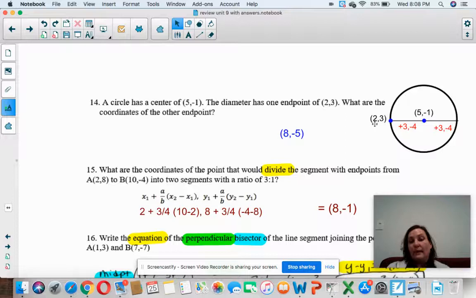So I looked at my x coordinates. How did I get from 2 to 5? Well, I added 3. I looked at my y coordinates. How did I get from 3 to -1? Well, I subtracted 4. I need to do the same exact thing on the other side. So 5 plus 3 is 8, and -1 minus 4 is -5, and that's my answer.